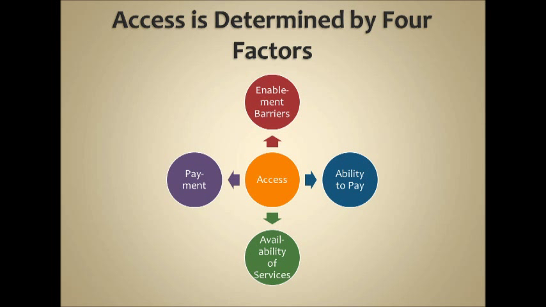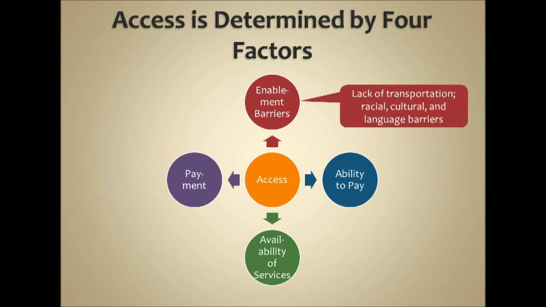In the United States, access to care is determined by 4 factors: enablement barriers, the ability to pay, the availability of services, and payment. Enablement barriers are barriers to being able to access care. Lack of transportation is a great example. If the care is available, but it is too far away and a person doesn't have access, they can't get it. There are other kinds of enablement barriers: racial, cultural, and language barriers.